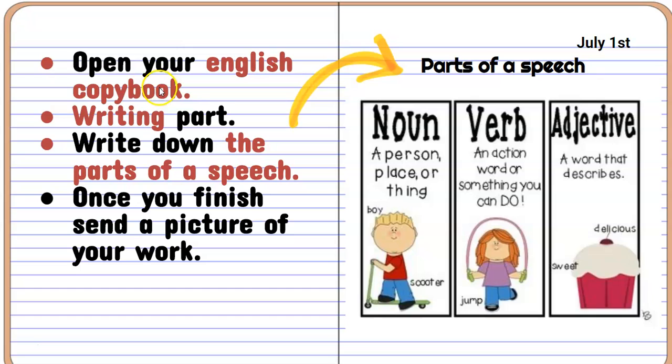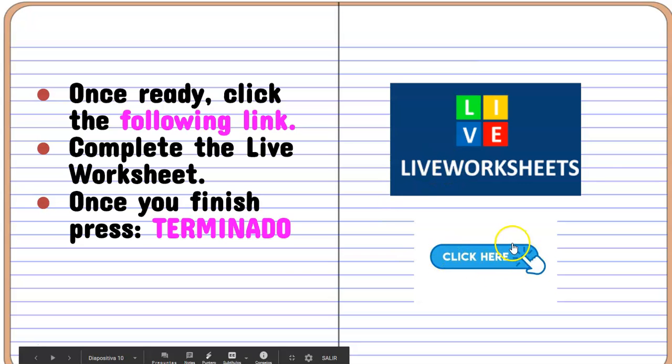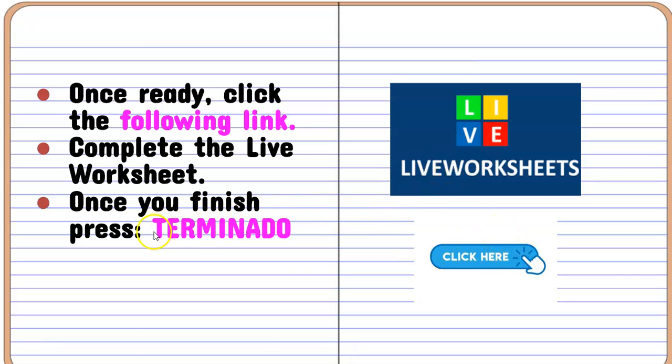You're going to open your English copybook in the writing part and you're going to write down the parts of speech. Okay? Noun, verb, adjectives. Once you finish, send a picture of your work so that we know that you already copied in your copybook. Once ready, you're going to click the following link and complete the live worksheet. Once you finish, you press terminado and the work is going to get to your teacher.